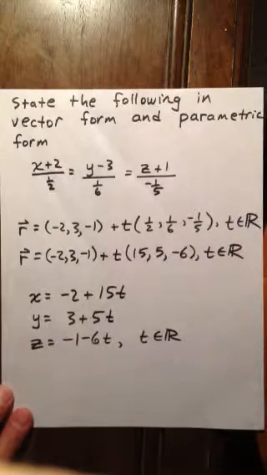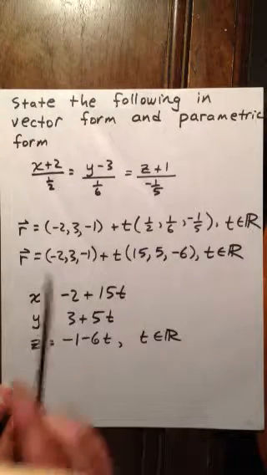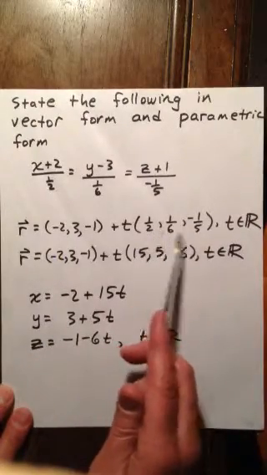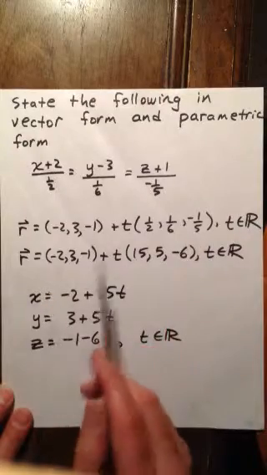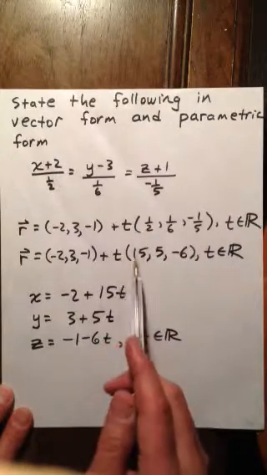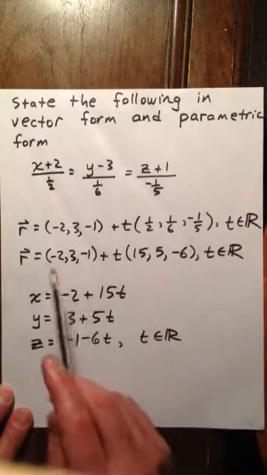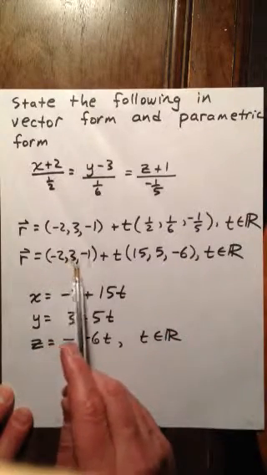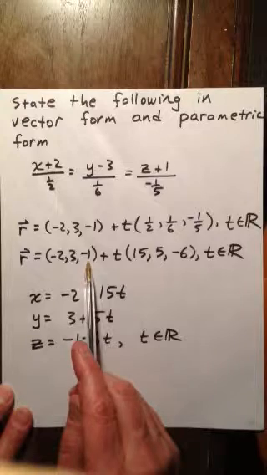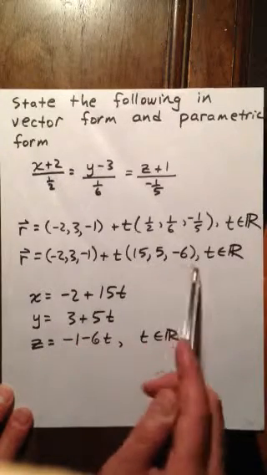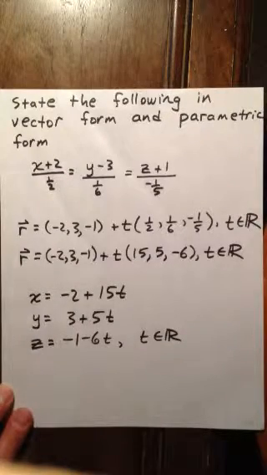However, we don't usually like to have fractions in our direction vector. We like to have it in simplest form, but with integers where possible. So what we're going to do is figure out the lowest common denominator of 2, 6, and 5, and that would be 30. Multiplying each of these by 30 gives us 15, 5, and -6. So we still have (-2, 3, -1) as our position vector. We don't multiply that by anything because it's a location, not a direction. And then we have (15, 5, -6) as our direction vector.